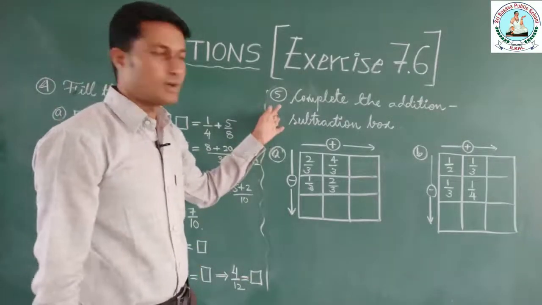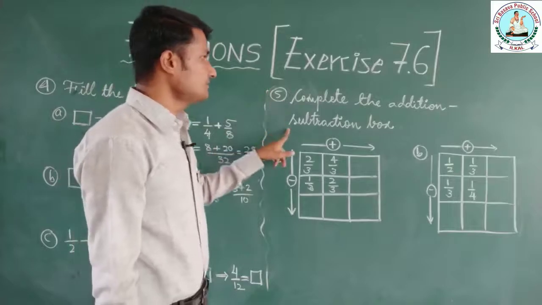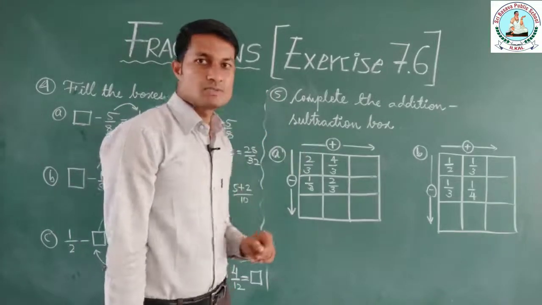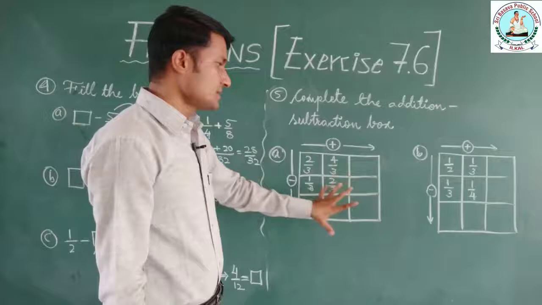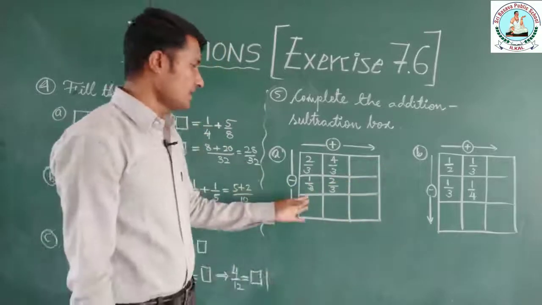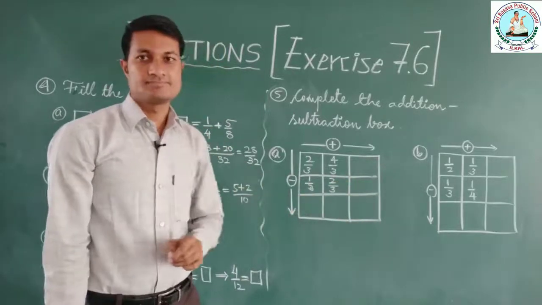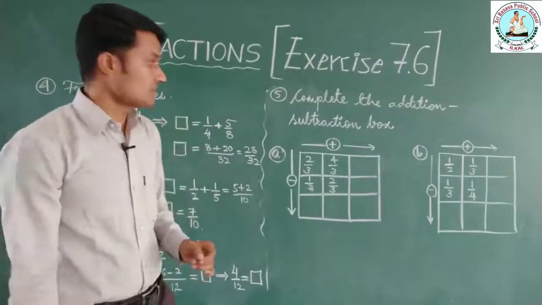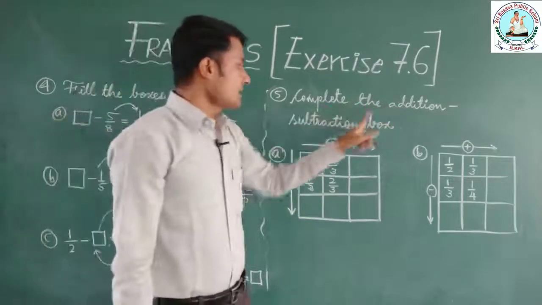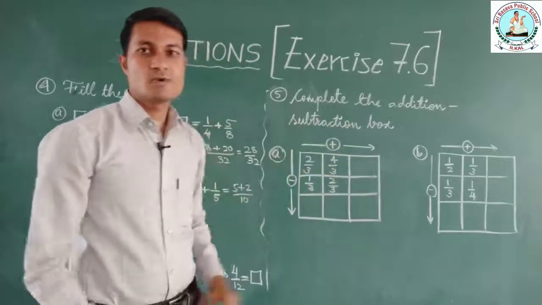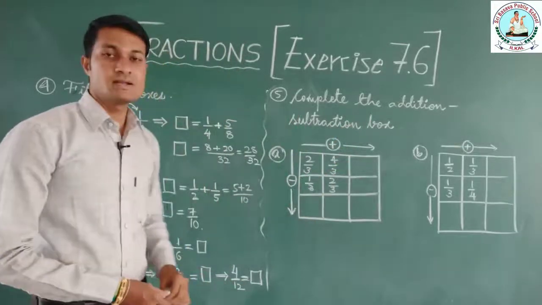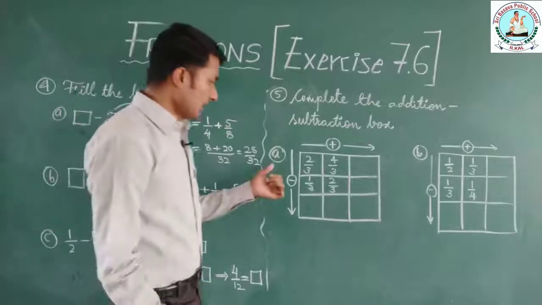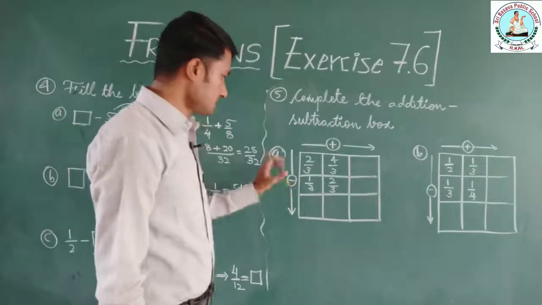Let's go for the fifth one, that is complete the addition subtraction box. See here, this is the box, these are the two boxes. So here you can see that some boxes are filled with fractions. They may be unlike or like, but we have to do the addition and subtraction. You have to fill those boxes by doing the addition and subtraction operations. So let us take up the first box, that is this one.